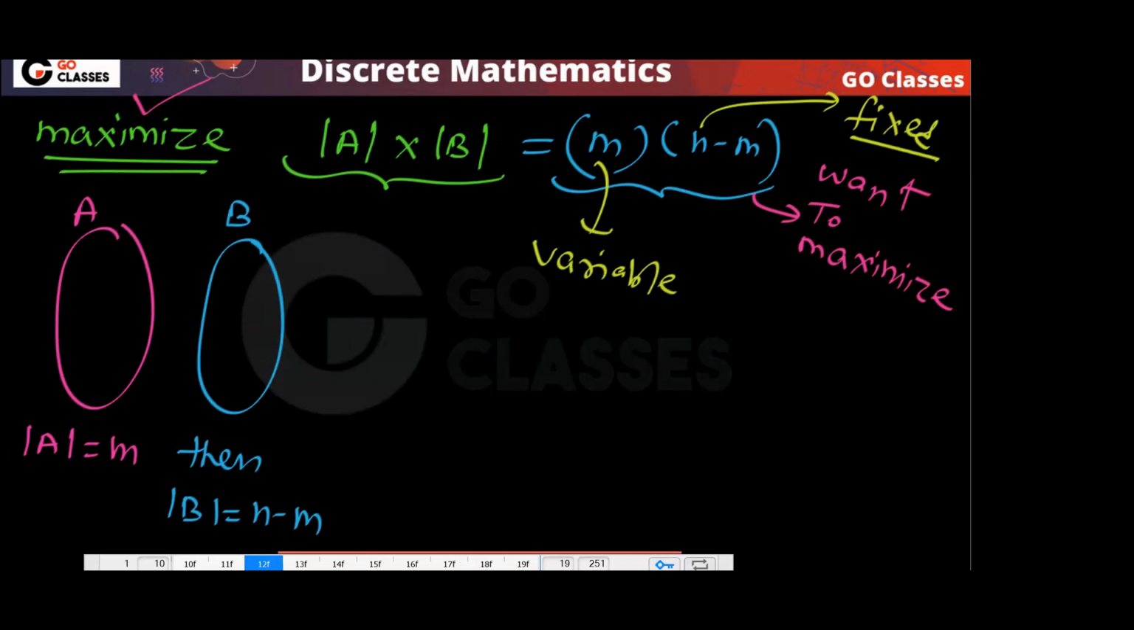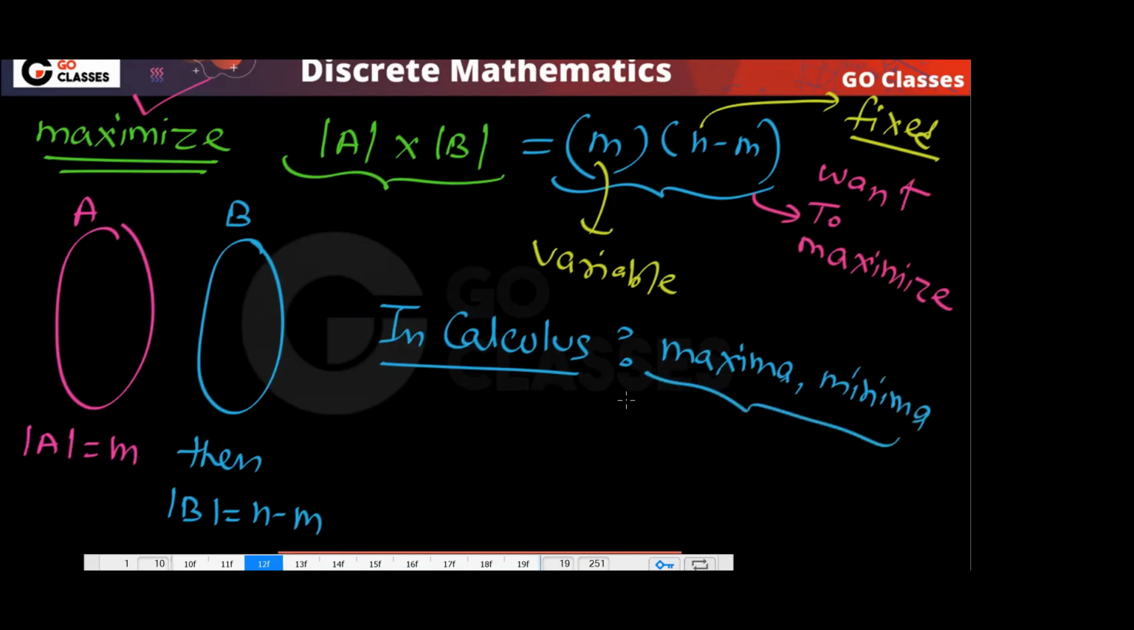Then what we do? In calculus you will study maxima and minima. If you don't understand this, don't worry about it. After you study it, this question is extremely easy. Anyway, the parameter we want to maximize is f equal to m into n minus m.